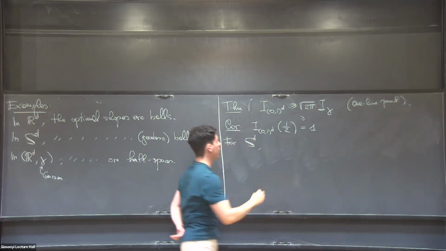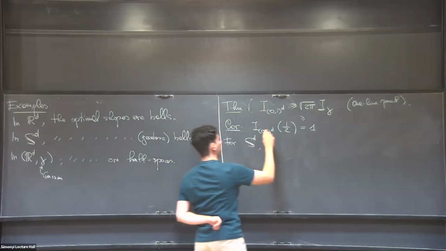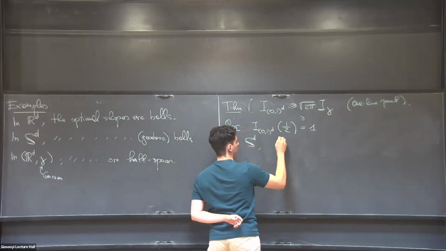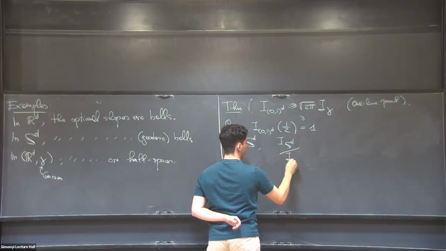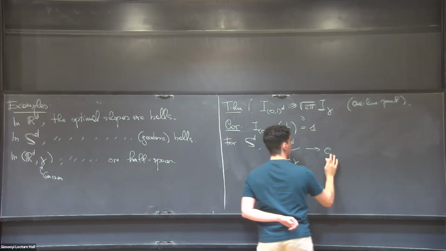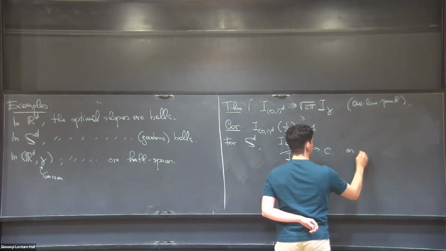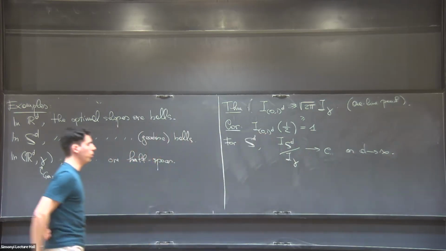That you can have as an exercise. Okay, so for S^d, it turns out that up to renormalizing stuff appropriately, you get that this ratio, in fact, goes to a constant as the dimension goes to infinity. You have to renormalize stuff, but I don't want to get into the details.